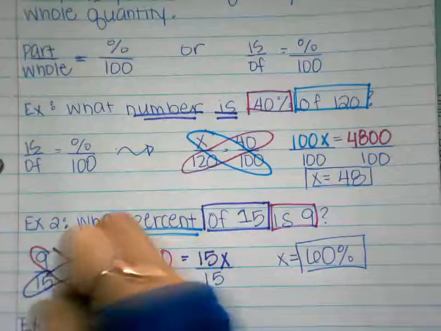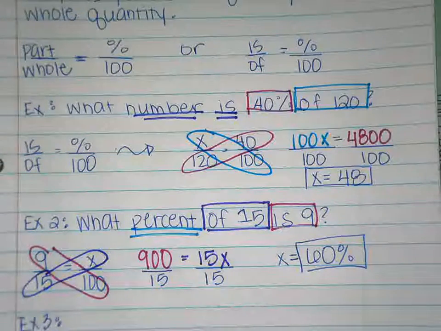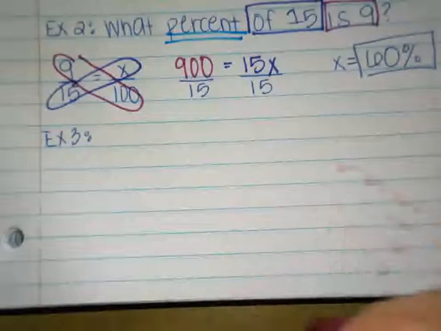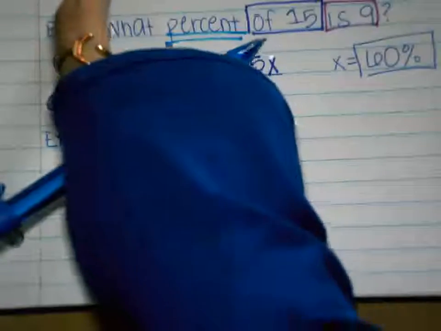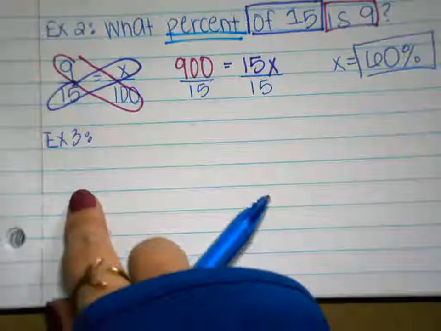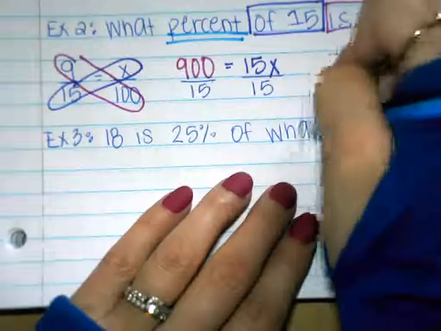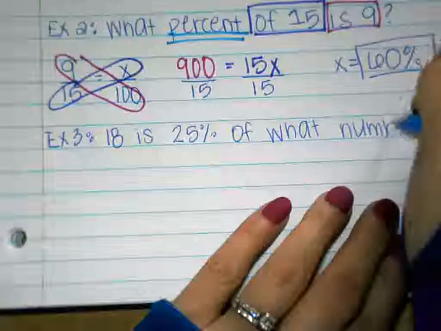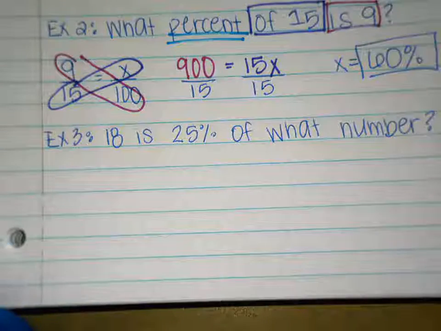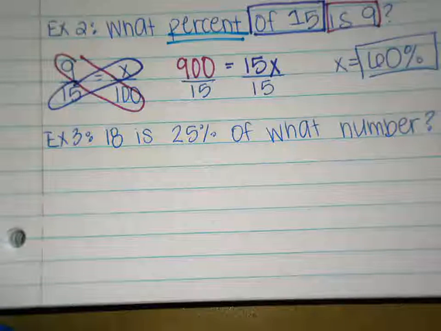Alright. We're going to do one more example, and then we'll do some practice, okay, guys? So, we have done one where we find the is, one where we find the percent. So what do you think the last example we need to find is? We got to find the of. So 18 is 25% of what number? So first things first, guys, circle those key words.